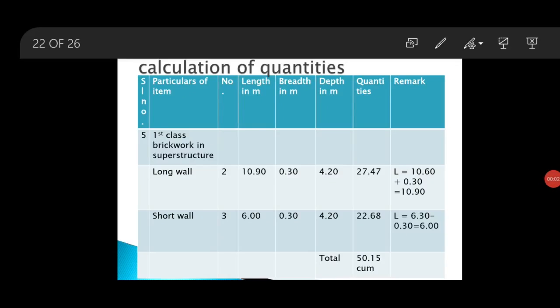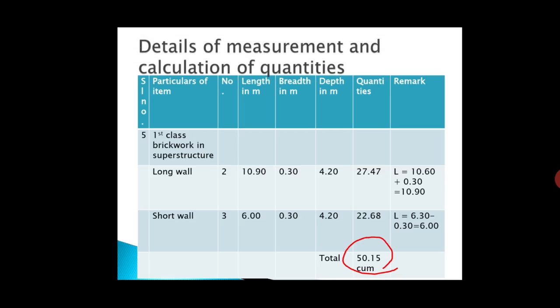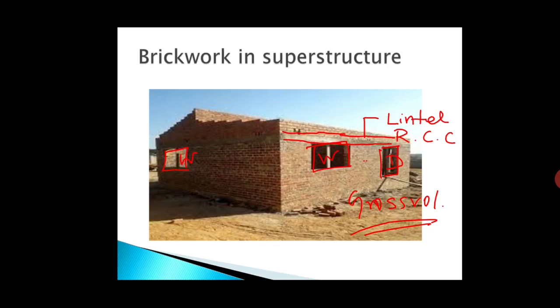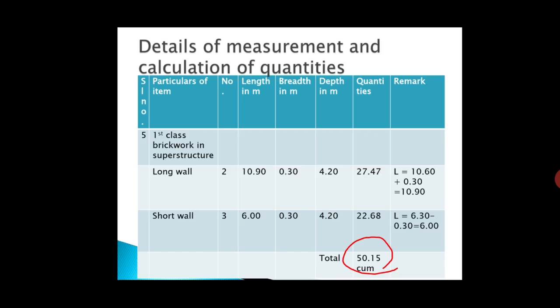So this is the details of measurement form, and in the last class we have calculated the gross volume, that is 50.15 cubic meter, considering the entire wall as solid. But there are some openings and RCC work which we need to deduct from the gross volume of work.